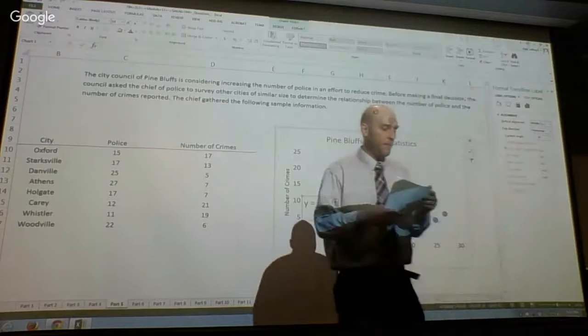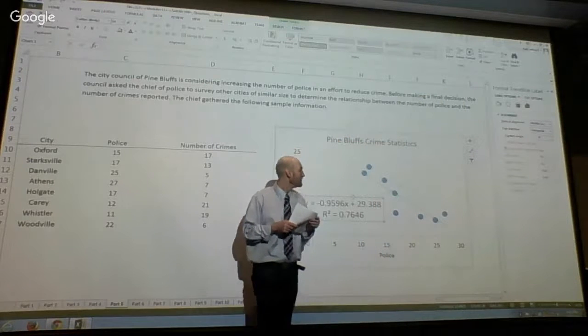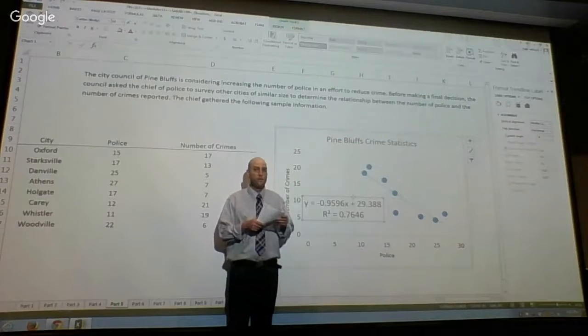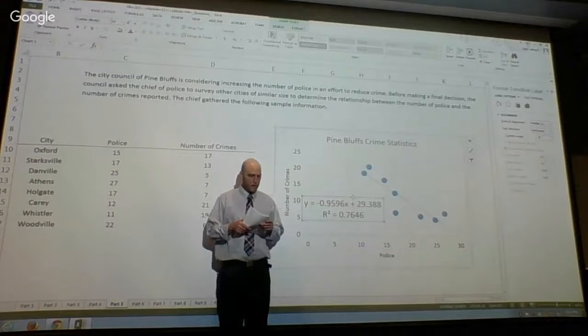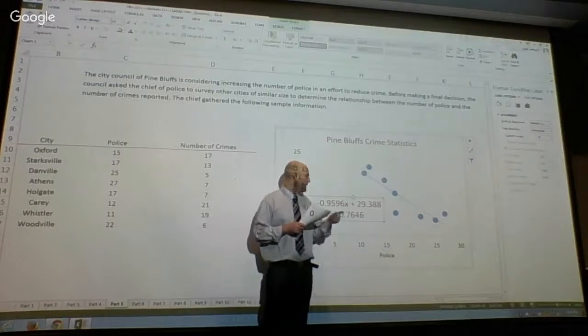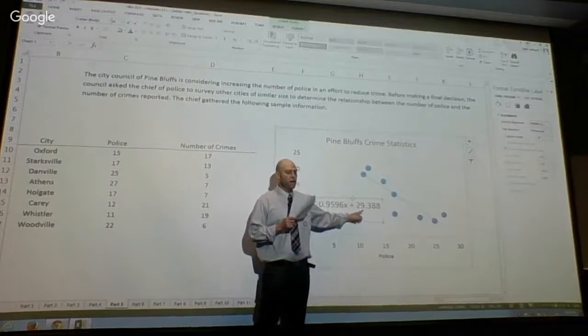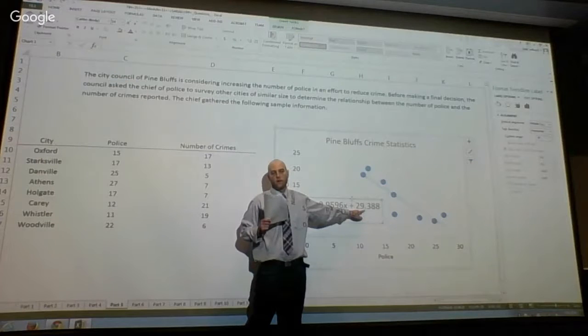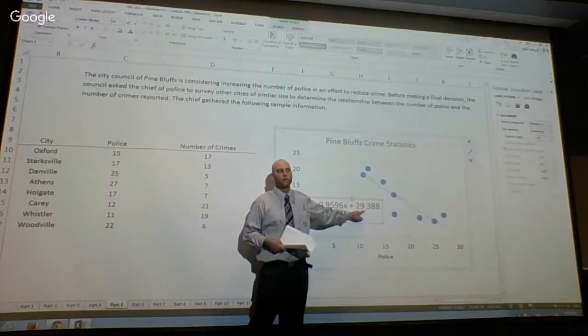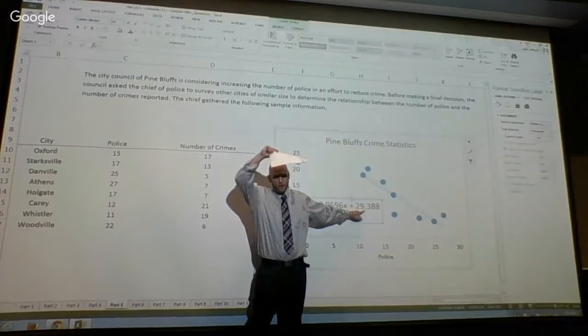My value for B, I got a couple of values which look pretty close. I got 29.4 or 29.6. Which one am I going with? So B is 29.4. This is where I do shifty eyes and I realize you can't see shifty eyes because I'm staring into the sun.